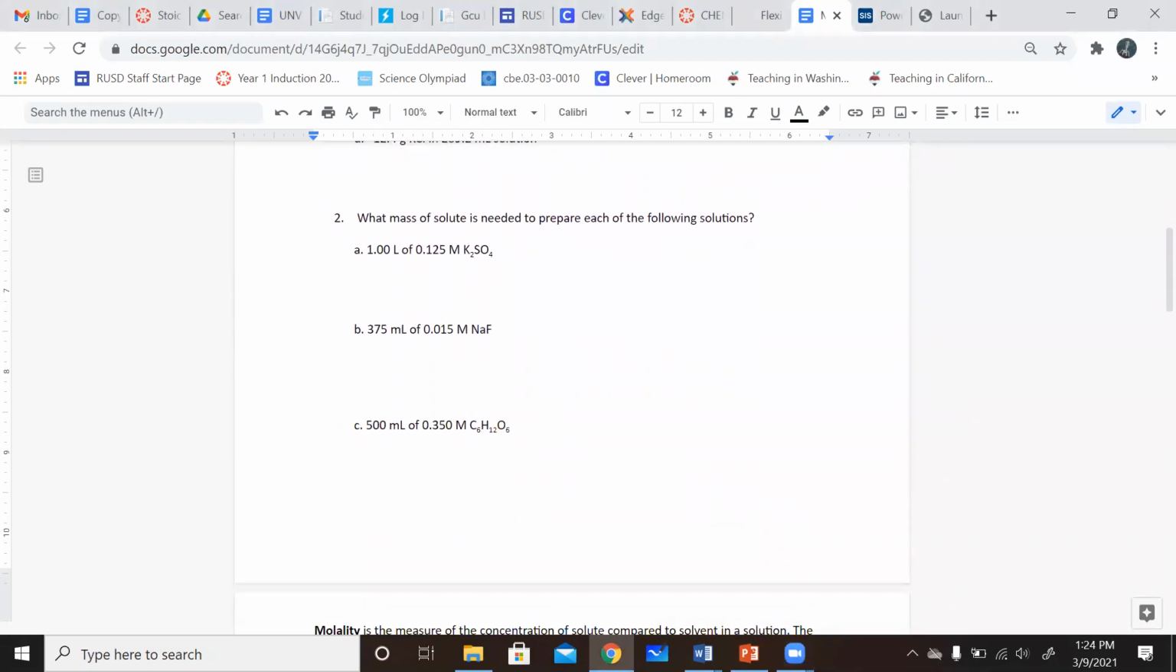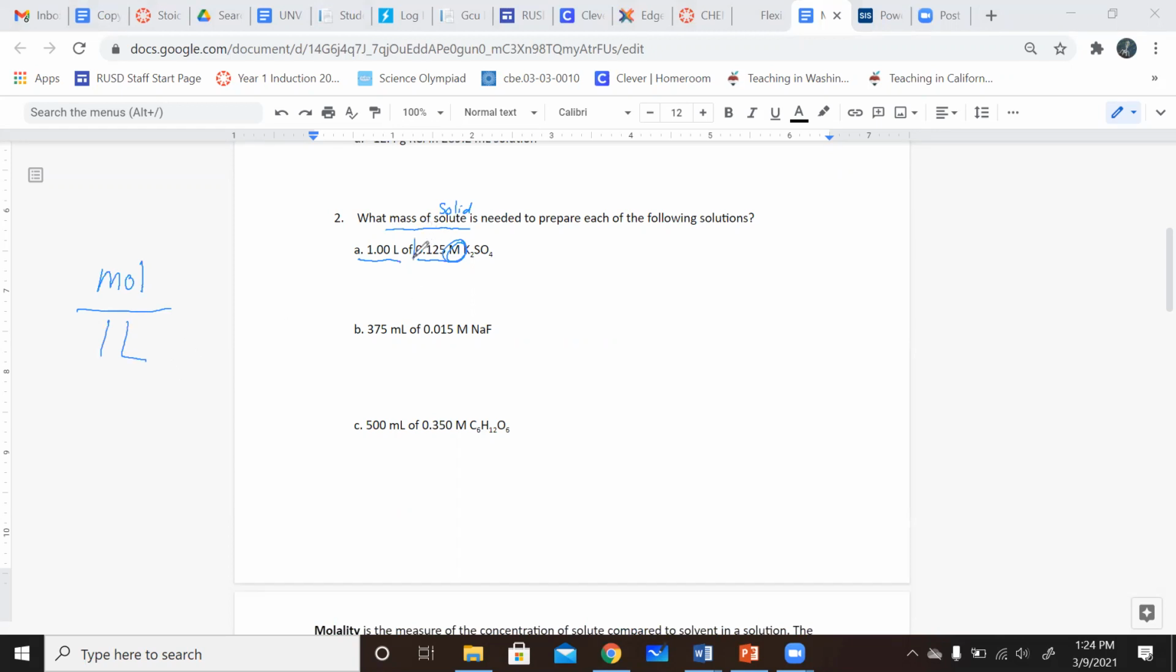For the second part, this asks you to go backwards because in this case, it's saying what mass of solute. So again, solute means solid. So what solid mass is needed to prepare each of the following solutions. So now you're given an amount of liquid and a molarity of the solution. To do this one properly, you can do it in a couple of different ways. I personally like to set up a proportion because what this capital M means, in case you forgot, is amount of moles in 1 liter.